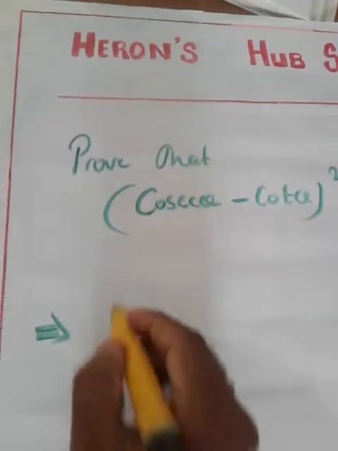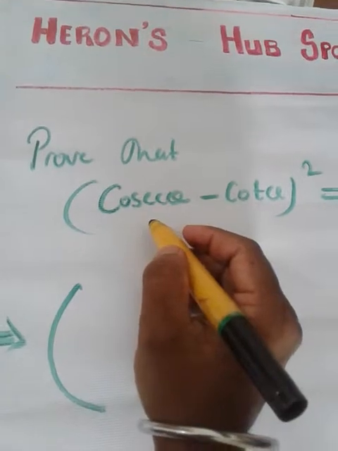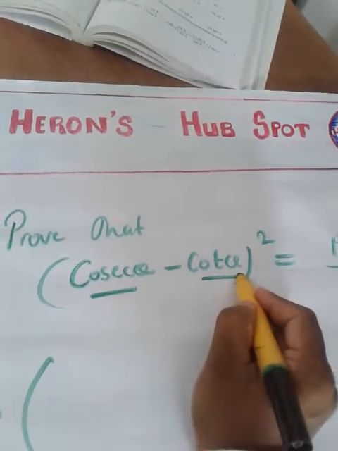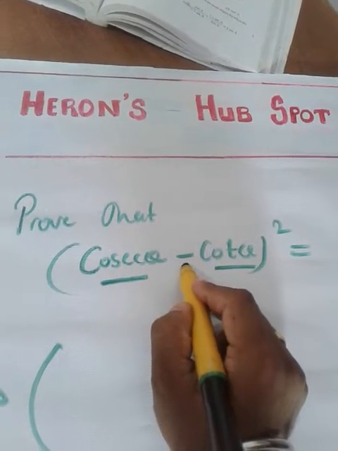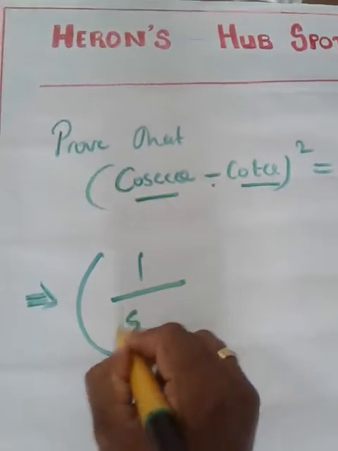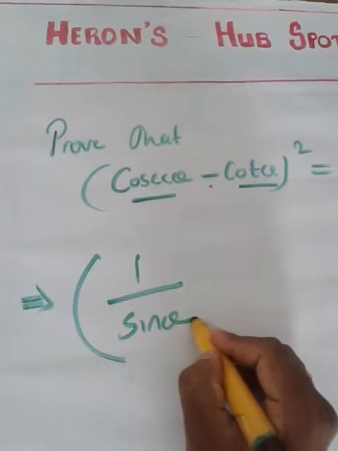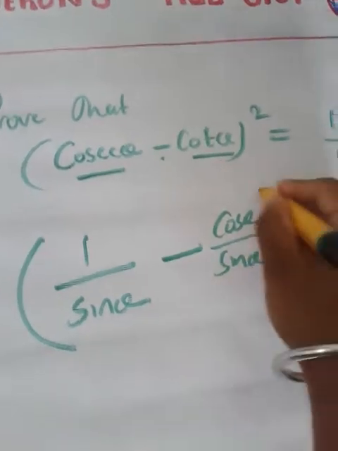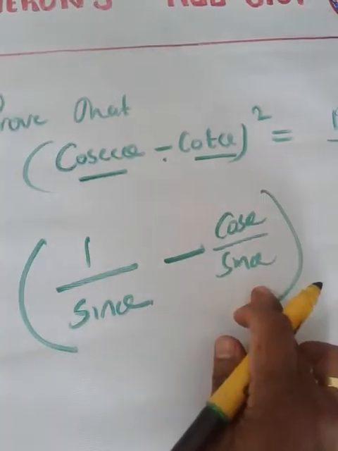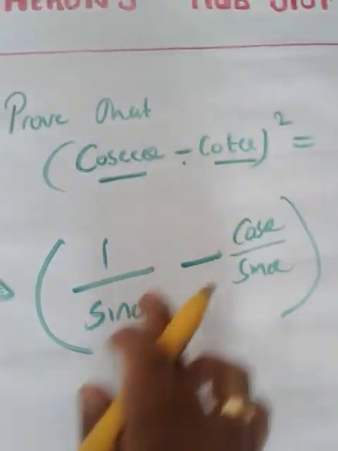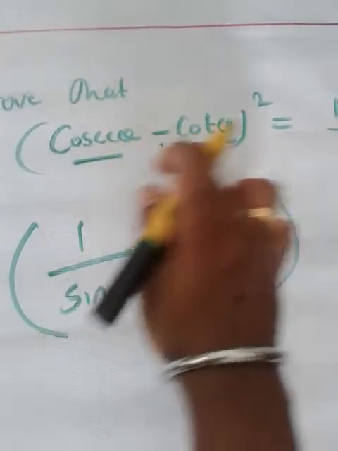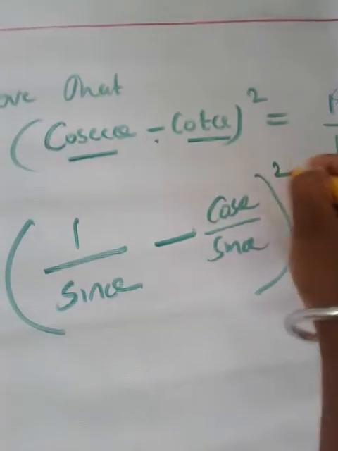So what I am going to do is, as I have mentioned many times, when you see cosec and cot together, with plus or minus in between, you can replace cosec by 1 by sin theta, because cosec is the inverse of sin, minus cot, which is cos theta by sin theta. What is the advantage? The denominator becomes equal. So cosec theta minus cot theta becomes 1 by sin theta minus cos theta by sin theta, and all square becomes this square.